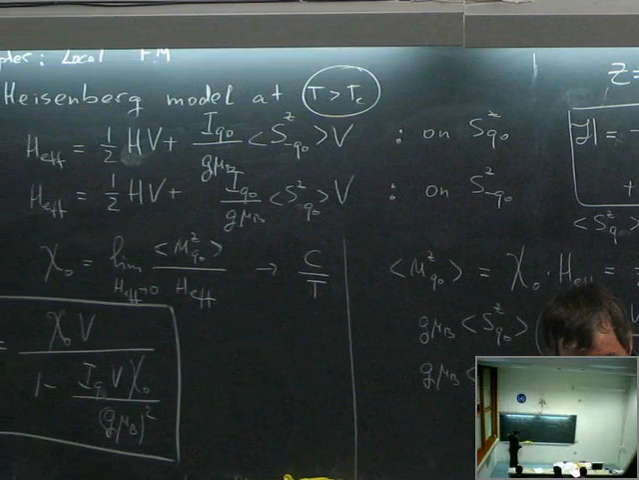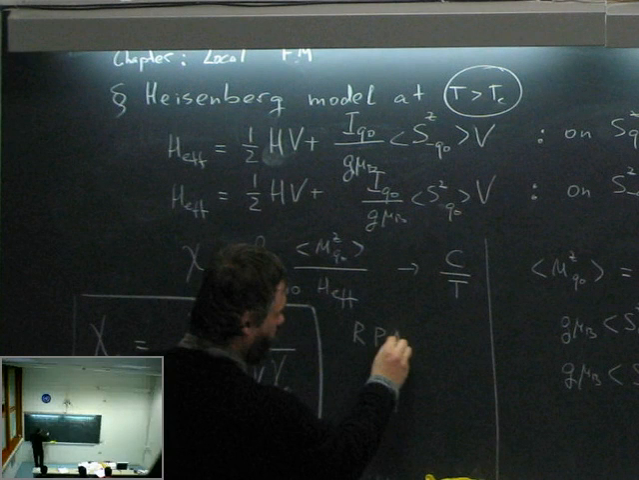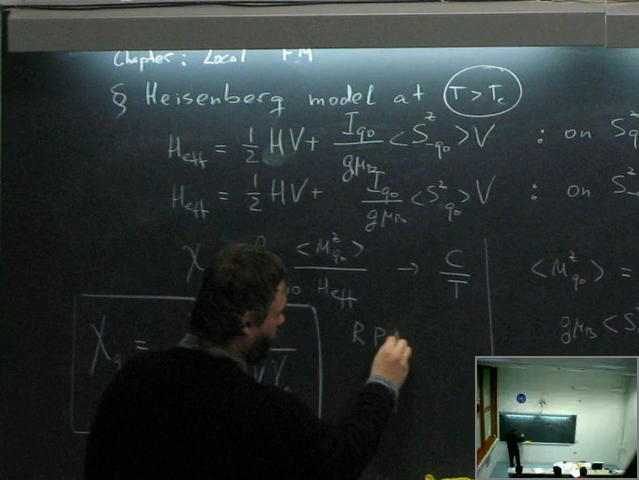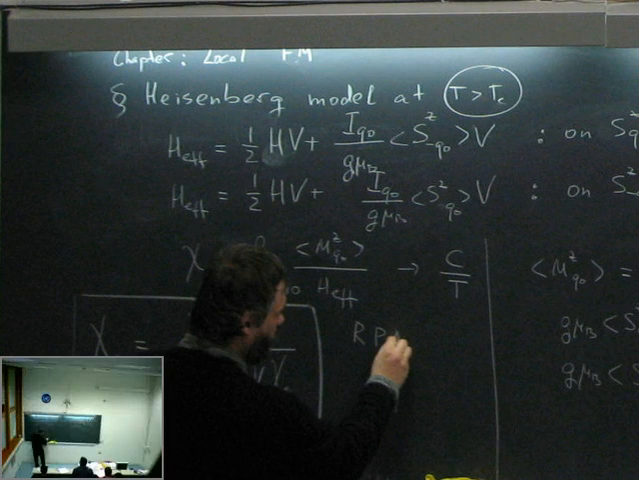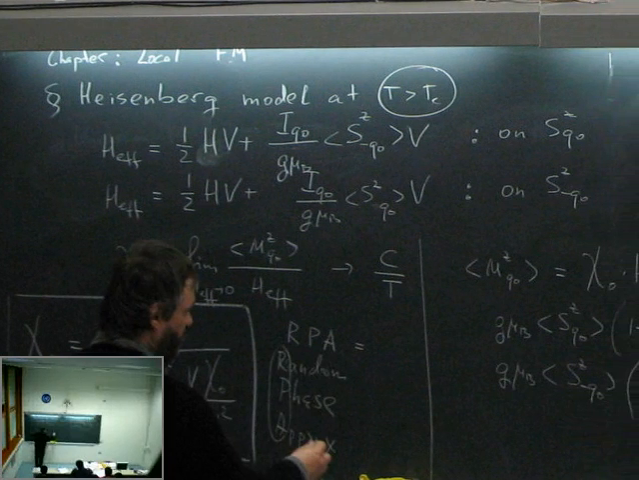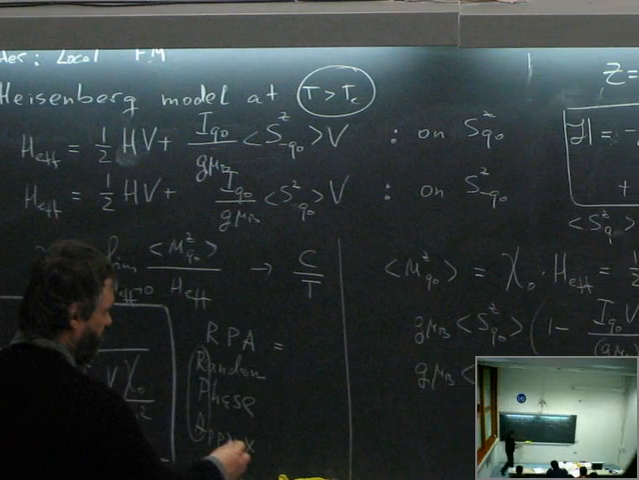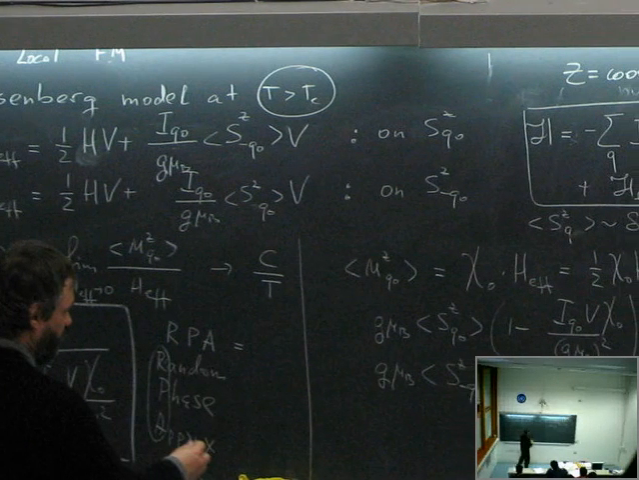So at this moment, if you see somewhere RPA, which stands for random phase approximation, this is equivalent to mean field approximation of the system. We will come to this point in more details later on.